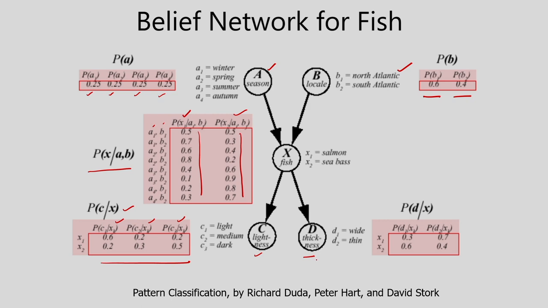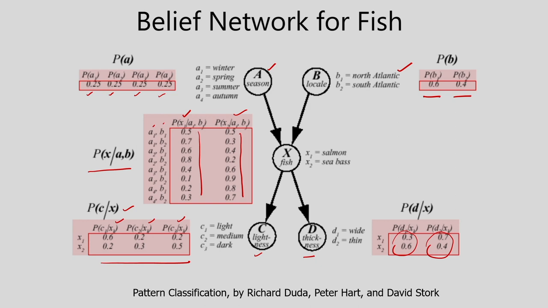Similarly, for the variable D, I have two states, D1 and D2. Now I am defining the conditional probability of D given X, for example D1 given X1, D2 given X1, and so on. All these probabilities we are defining. Corresponding to D we have two states D1 and D2, and X also has two states, X1 and X2. X1 corresponds to one fish, salmon, and X2 corresponds to the other fish, sea bass. So this is the belief network for fish.